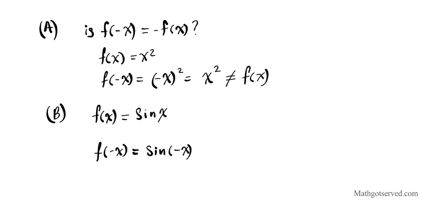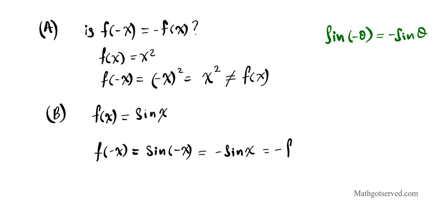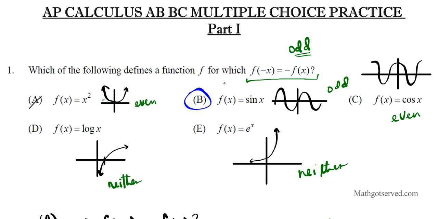Now, if you remember your odd and even identities for sine, you remember that sine of negative theta is equal to negative sine theta from trigonometry. Okay, so applying that here, this is simply negative sine of x. And guess what? This is equal to negative f of x, because f of x is sine x. So this is an odd function, and it meets the original requirement given here, f of negative x equals negative f of x.